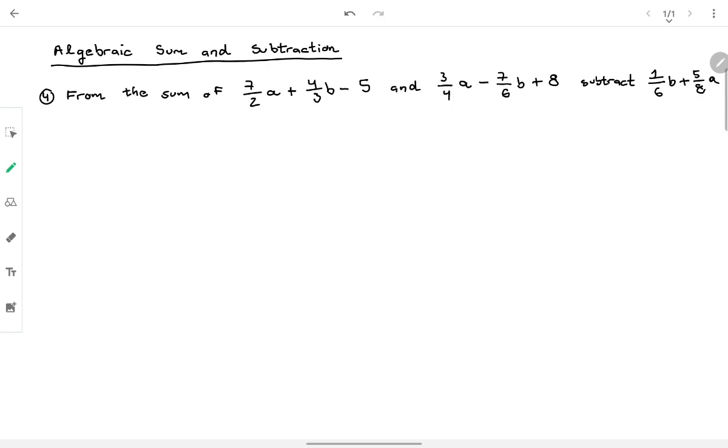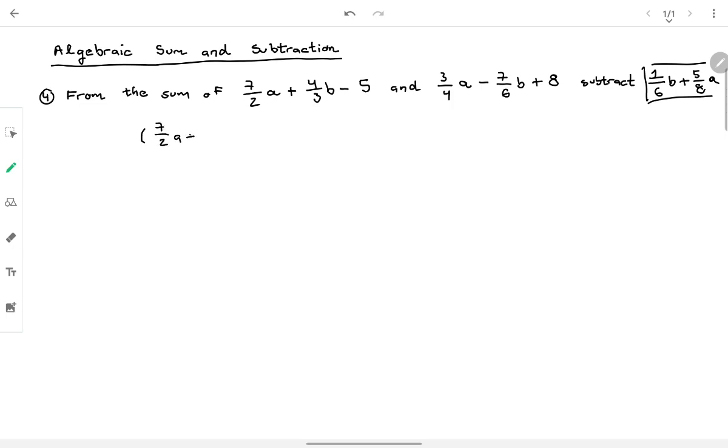In this one, it says from the sum of 7/2 of a plus 4/3 of b minus 5 and 3/4 of a minus 7/6 of b plus 8, subtract 1/6 of b plus 5/8 of a. So remember, the word subtract will tell us which one is going to be the negative one. So in this case, we will put this as an algebraic expression.